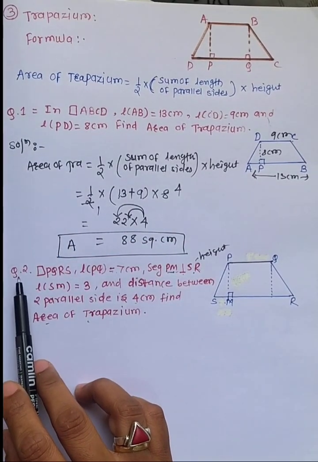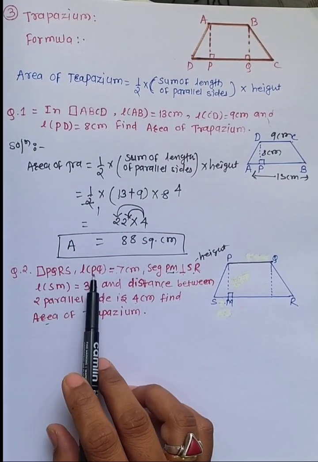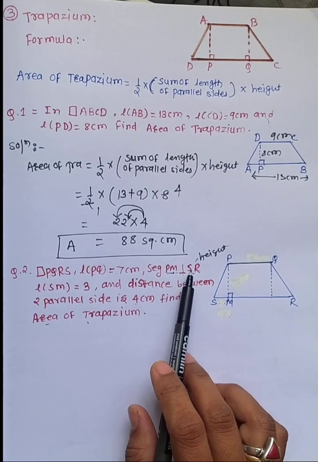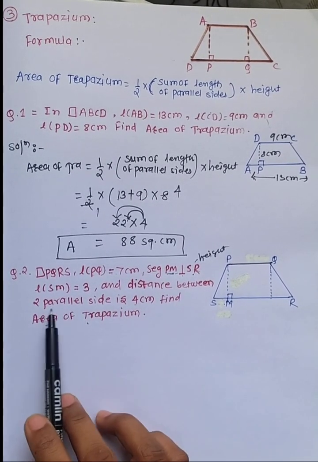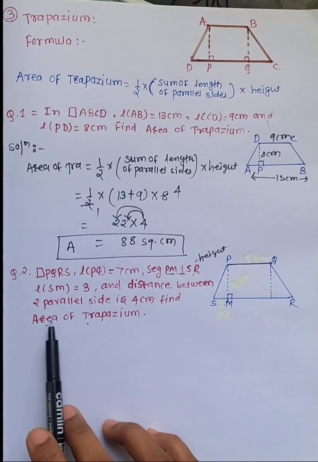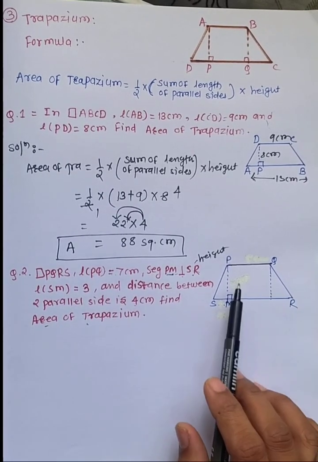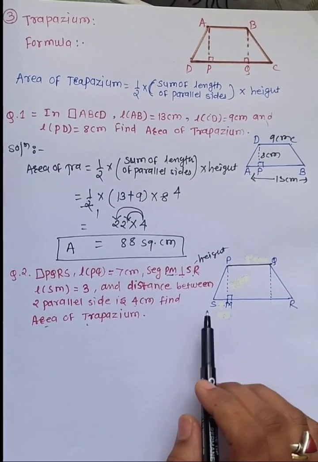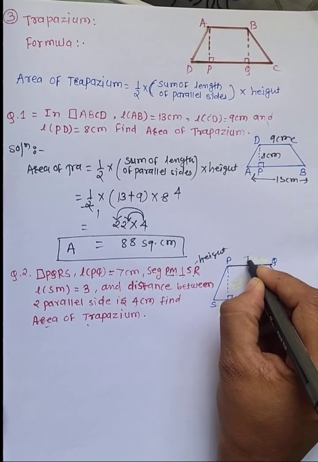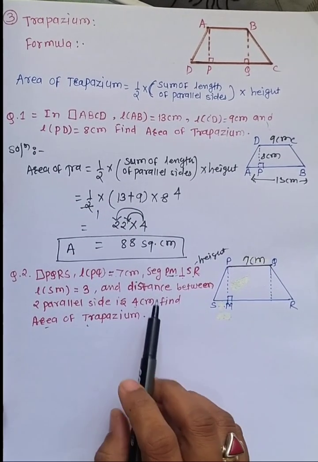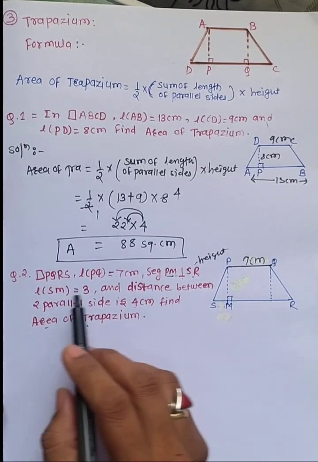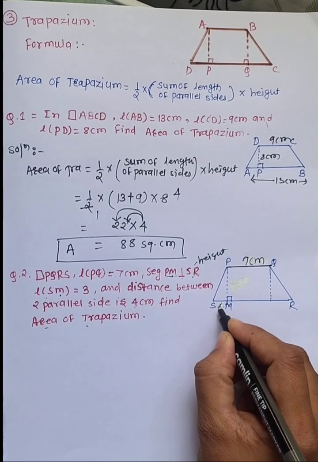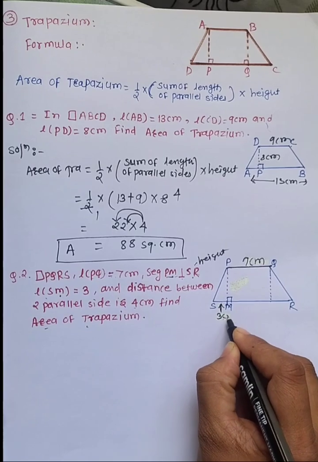Another example, question 2. In diagram PQRS, length of PQ is 7 cm, segment PM is perpendicular to SR, that means that is the height. Length of SM is 3 and distance between two parallel side is 4 cm. Find area of trapezium. That is the diagram for this example. Okay, length of PQ is 7 cm. Segment PM is perpendicular, that means that is the height. And segment SM, that is the small side, that is the 3 cm.